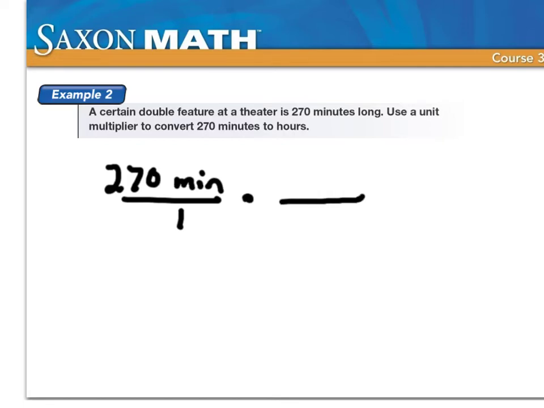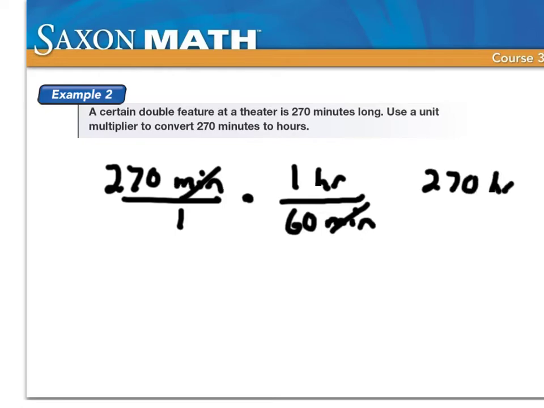Well, we're going from minutes to hours. I know that 1 hour is equal to 60 minutes. So that's my unit multiplier, 1 hour over 60 minutes. Again, notice our minutes are on top and on bottom, so we can cancel those out. And on top, 270 times 1 hour is 270 hours, over, on the bottom, 1 times 60 is 60.